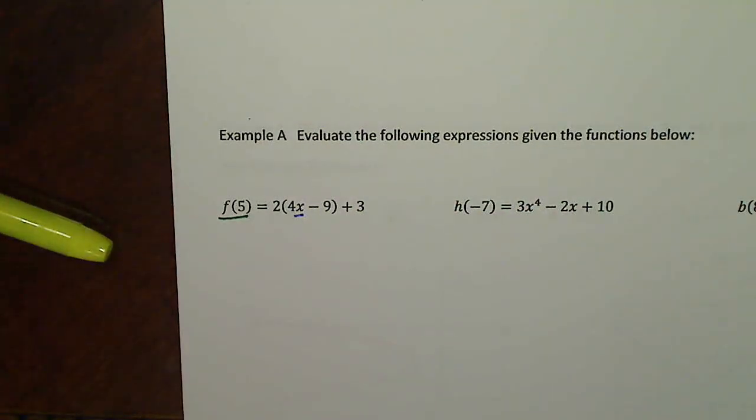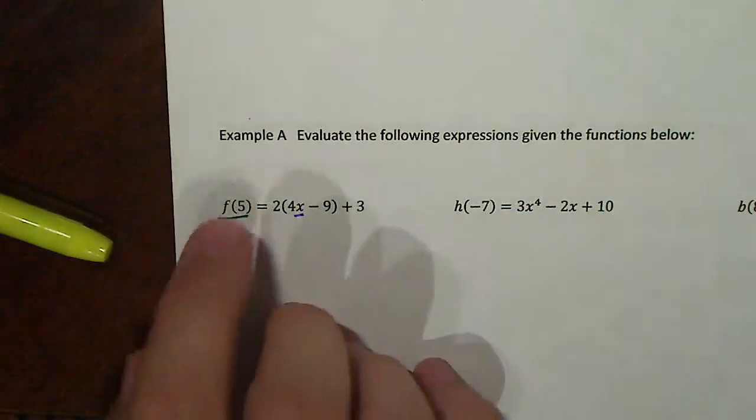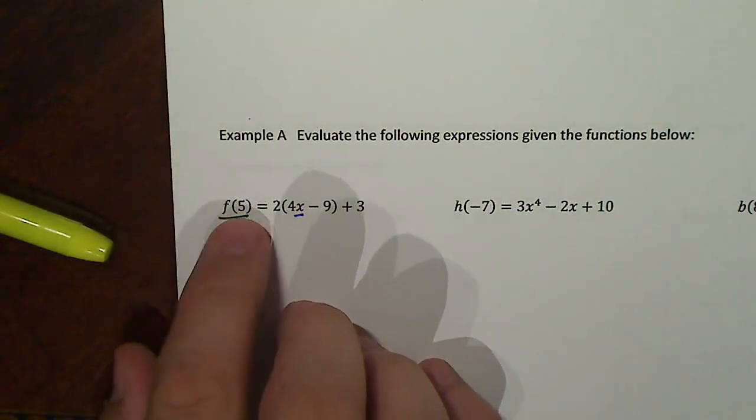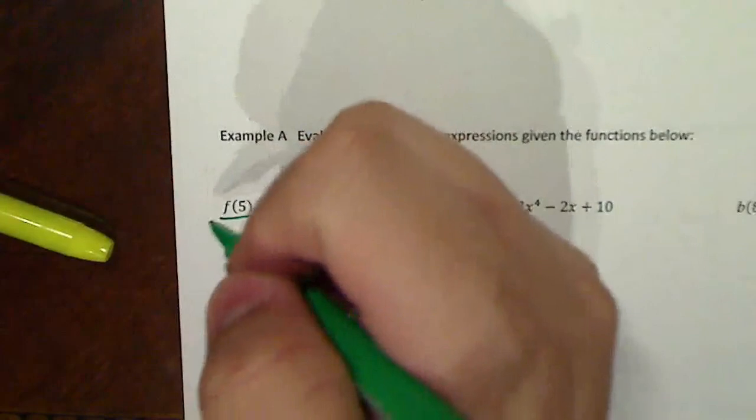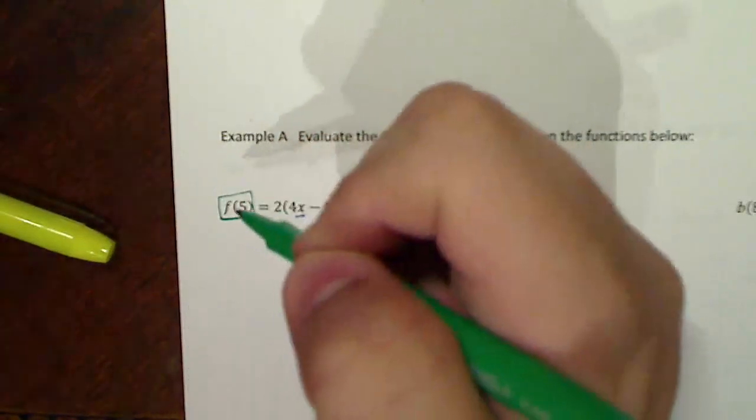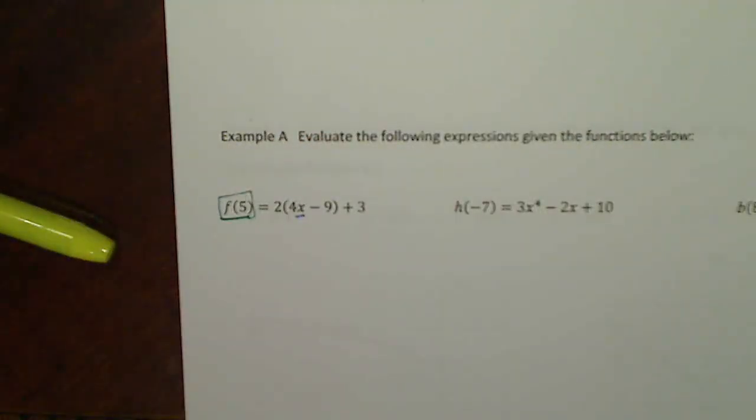Understand that they are two different things. This does not mean to do f times 5. That's not what it means. This piece is considered to be one component, one part by itself.